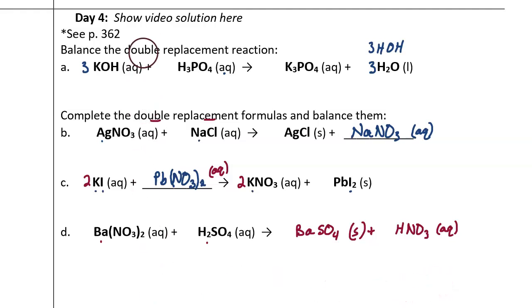Now that we've written out the skeleton equation, let's balance it. There's 1 barium, 1 barium. There's 2 nitrates, but on this side there's only 1 nitrate, so we need a 2 in front. That makes 2 H's, but that's okay because there's 2 H's. And then there is a single SO4 here, and there's a single SO4 here, so the sulfates are balanced too.